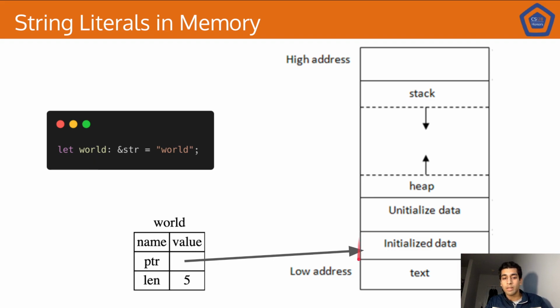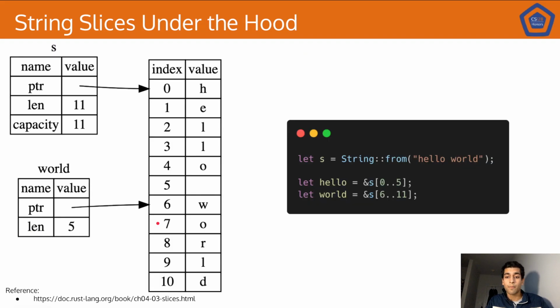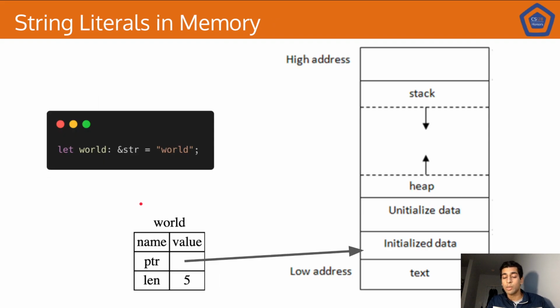So in this case, I have my slice world, and it contains a pointer to some place in this initialized data. And we only want to read 5 characters, 5 bytes, so we know where to stop reading from memory. And so in essence, string literals and string slices are very, very similar in that they just contain a pointer to some piece of data somewhere in memory and the length of how far to read. So it doesn't matter where you're taking the slice from, it just matters that you have a pointer reference to some piece of data and you're looking at how much to read from that reference.